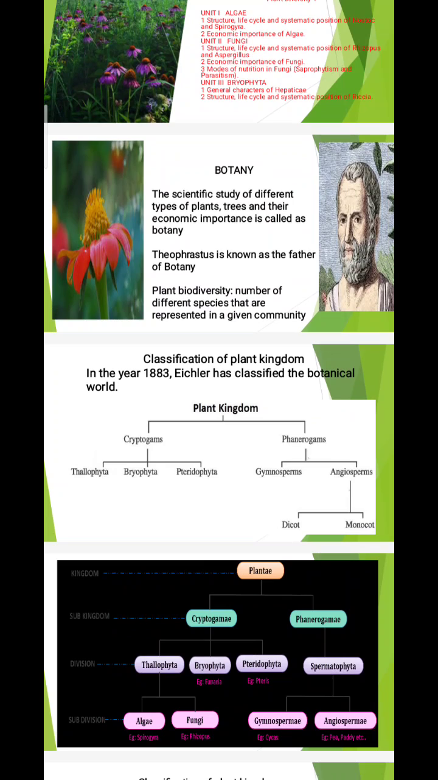So we have started plant biodiversity. What is exactly plant biodiversity? Plant diversity is nothing but the number of different species that are represented in a given community or environment. In our environment we see that different numbers of species are present. So this number of species in our community or environment is known as plant diversity.